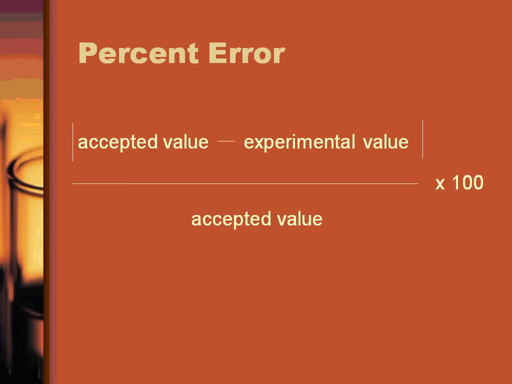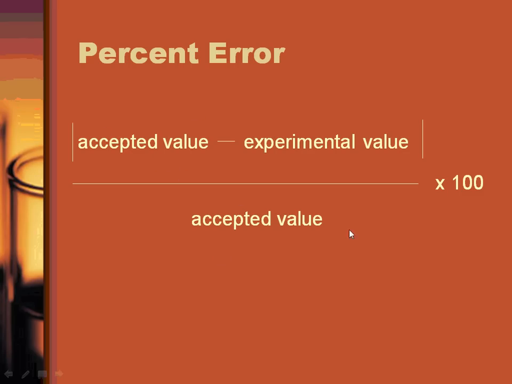I simplified it a little bit more. So this is the equation that you're going to be using for percent error. You have your accepted value minus experimental value, or error, with absolute value. So remember, if it's negative, you turn it to positive. If it's positive, it stays positive. Divided by the accepted value, the value that we know is correct.